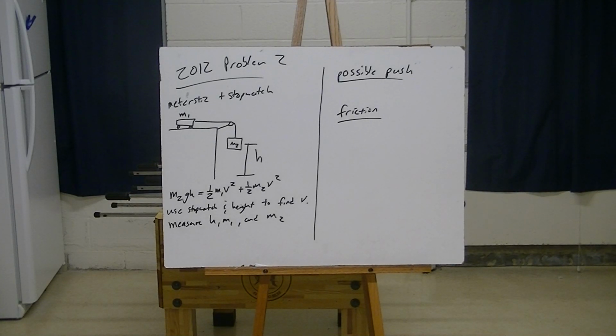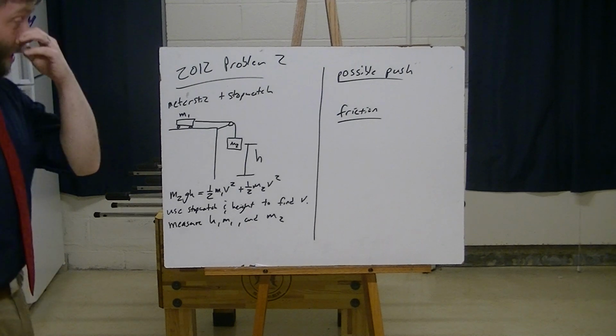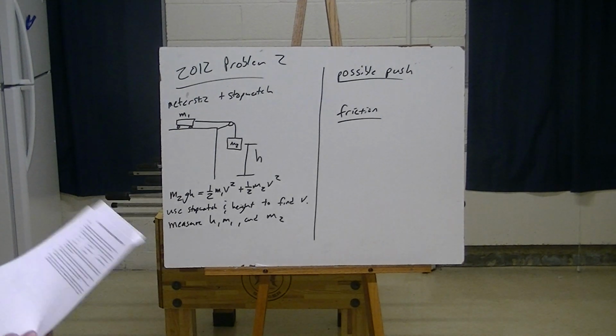After the god-awful nightmare of the previous problem, let's do something a little bit easier here. 2012, problem 2. All they're asking us to design here is an experiment to, given a list, mechanical energy involving a transformation from initial gravitational potential energy to translational kinetic energy. So they just want us to design an experiment.